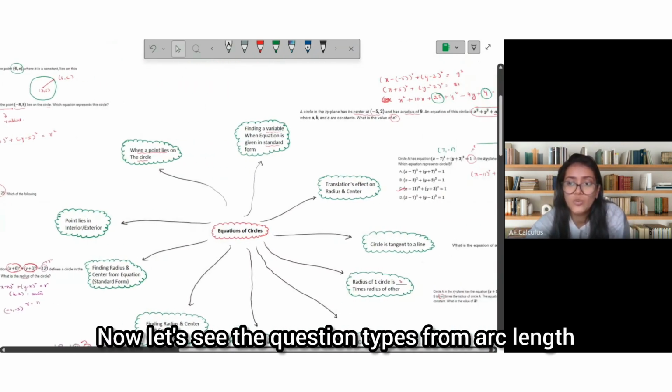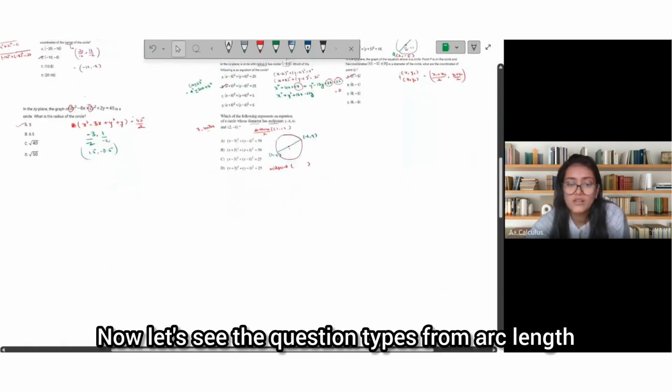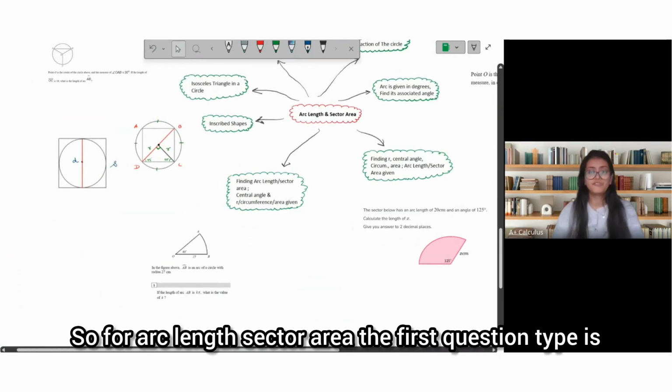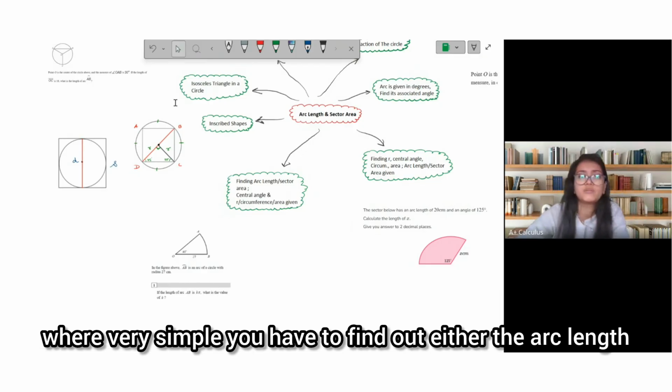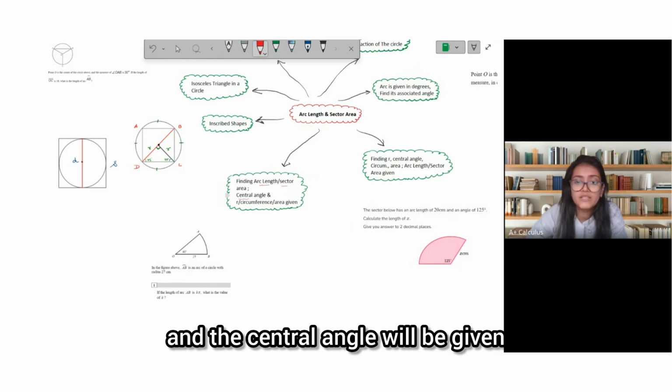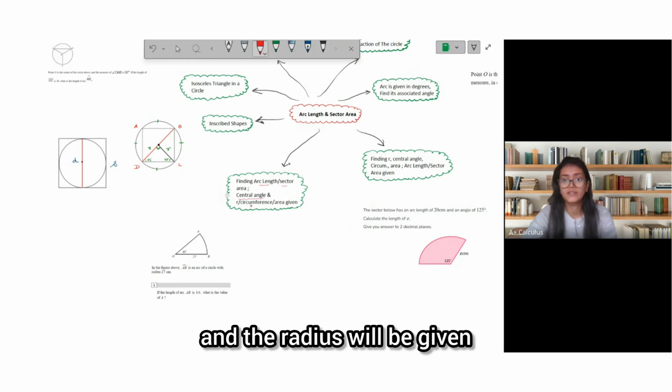Now let's see the question types from arc length and sector area. For arc length and sector area, the first question type is very simple: you have to find out either the arc length or the sector area, and the central angle will be given and the radius will be given.